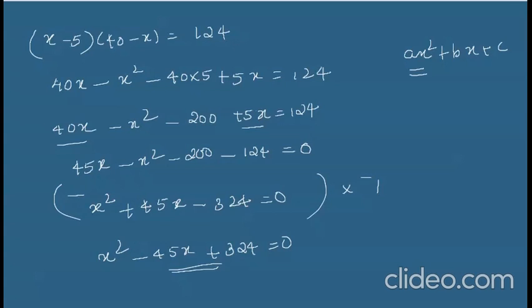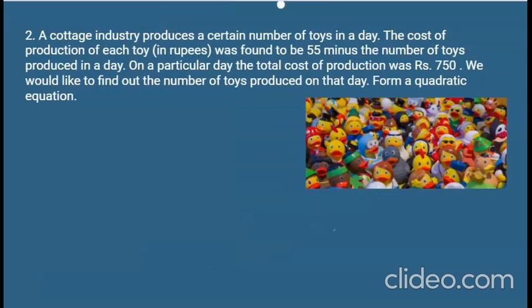Moving on to the next question. A cottage industry produces a certain number of toys in a day. The cost of production of each toy in rupees was found to be 55 minus the number of toys produced in a day. On a particular day, the total cost of production was 750 rupees. We would like to find out the number of toys produced on that day. Form a quadratic equation. So in this question also, we are not going to solve the equation. We will see how we can form a quadratic equation when a particular situation is given.